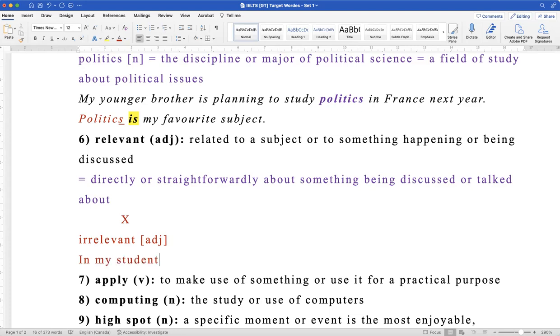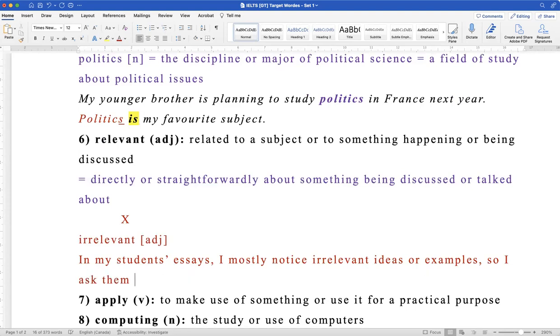In my students' essays, I mostly notice irrelevant ideas or examples. So I ask them to double check if their ideas are relevant to the given topic.